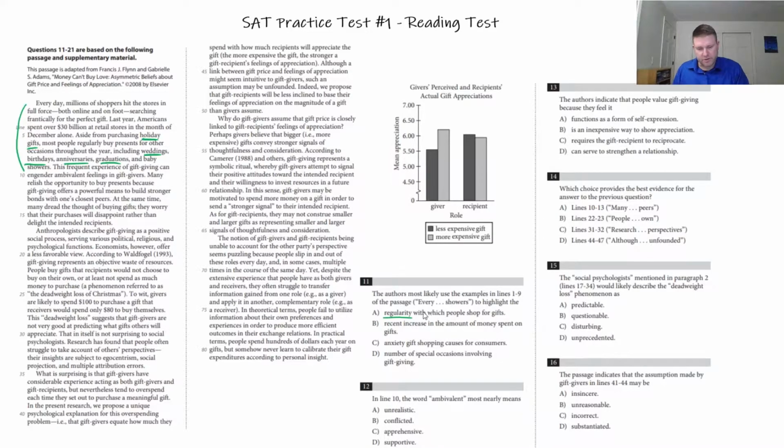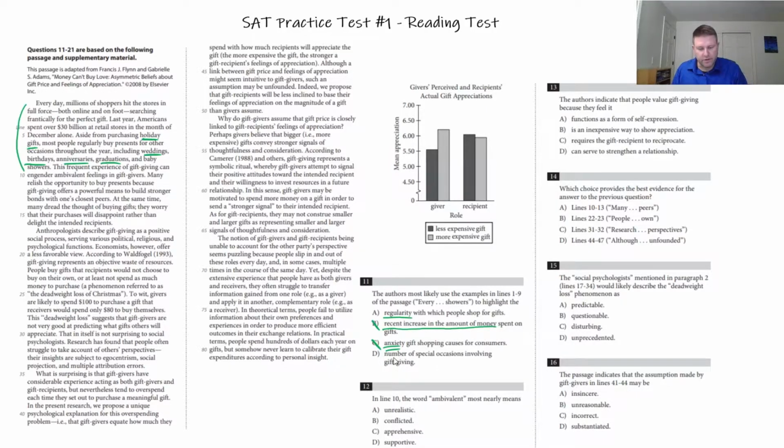This is actually really strong, so let's keep this around. And then if you look at B, the recent increase in the amount of money spent on gifts. They don't really mention that, so you can chop B for that reason. And then if you look at C, anxiety gift shopping causes for consumers. So there may be some associated anxiety, but they don't really discuss that here, okay? So C is out.